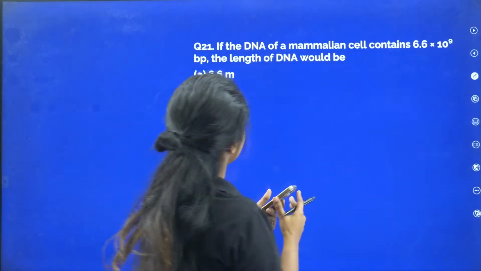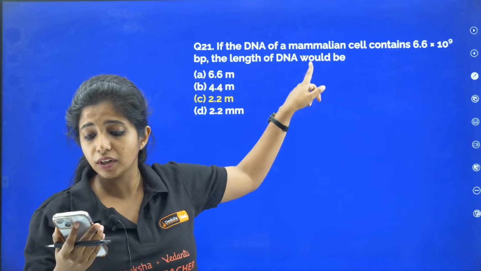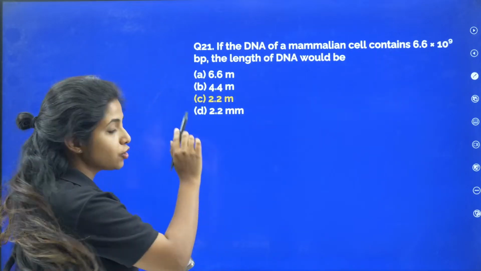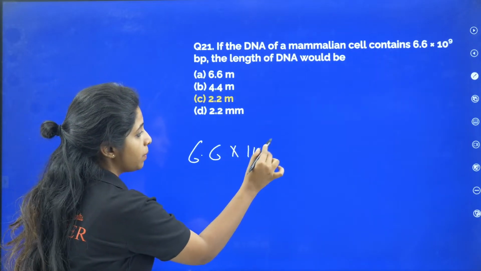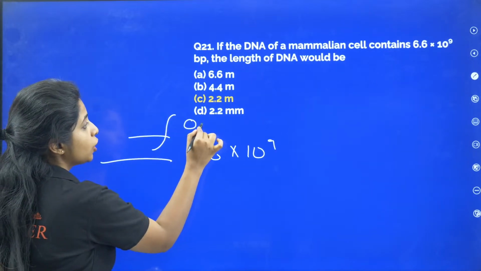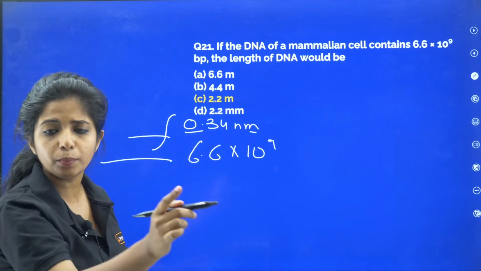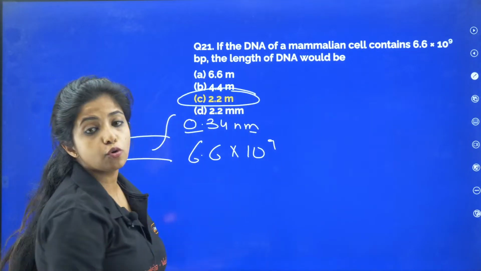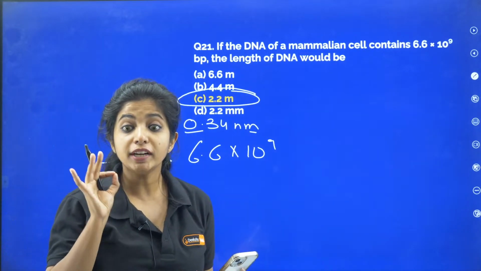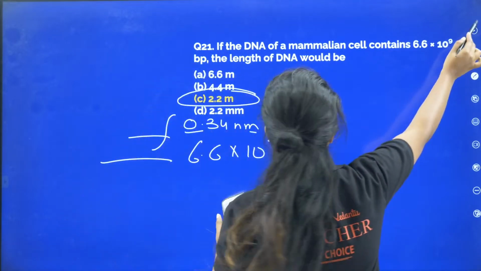If the DNA of mammalian cells contains 6.6 into 10 to the power 9 base pairs, the length of the DNA would be, my dear children, if we have 6.6 into 10 to the power 9 base pairs, what is the space between each base pair in the DNA? It is 0.34 nanometers. Convert into meters and you multiply. You get 2.2 meters. What is it? 2.2 meters. Okay? Works? Next.